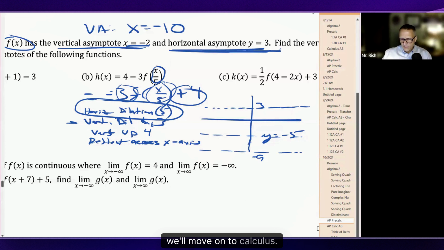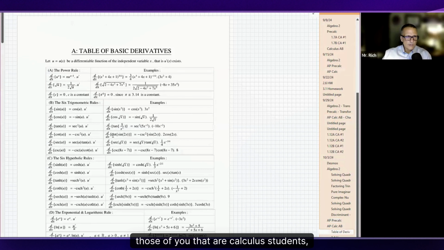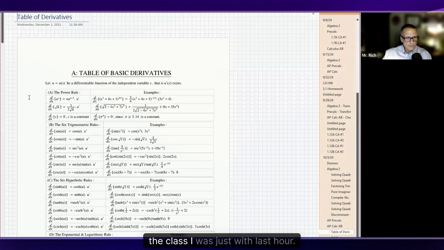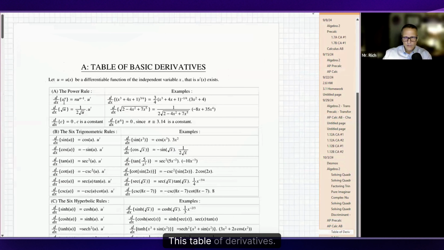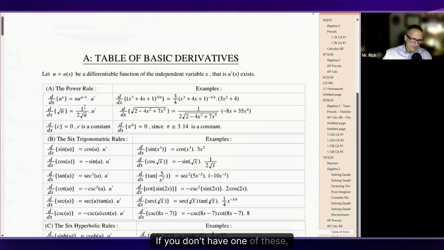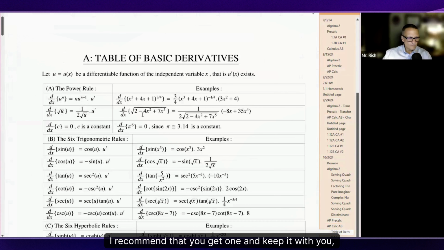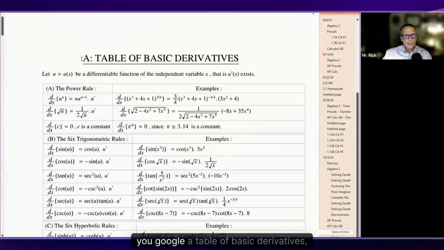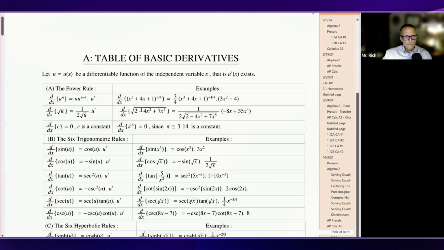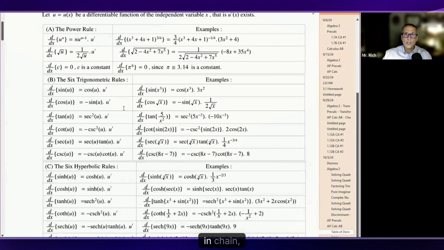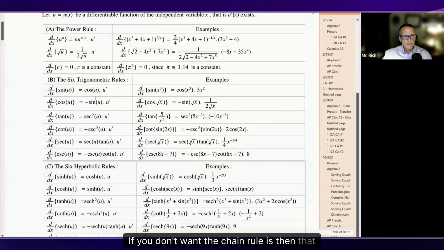Next, we'll move on to calculus. Those of you that are calculus students, I did show this to the class I was just with last hour, this table of derivatives. If you don't have one of these, I recommend that you get one and keep it with you, or at least have it on your phone so that you could look at it. If you Google a table of basic derivatives, you will find this exact table. It should be the first Google hit that you find. It has all of the rules and then some extras that we're not going to use in AP Calc AB. But it's got them all here, and it's got them all in chain rule form. So if you don't know what the chain rule is, then that doesn't make much sense.